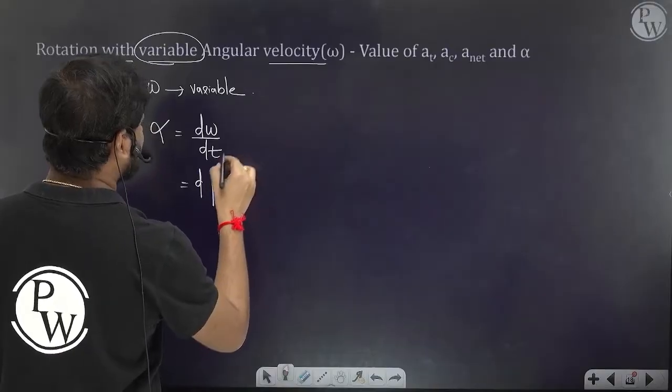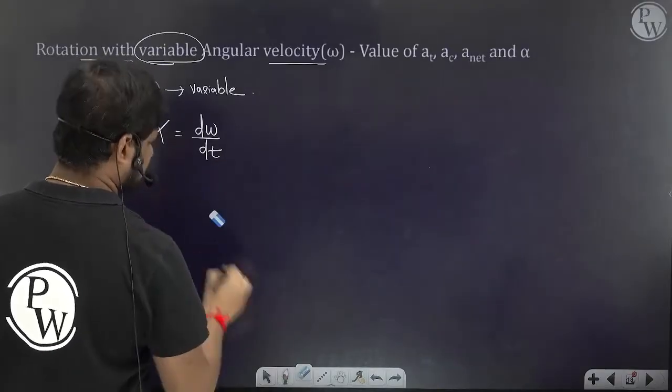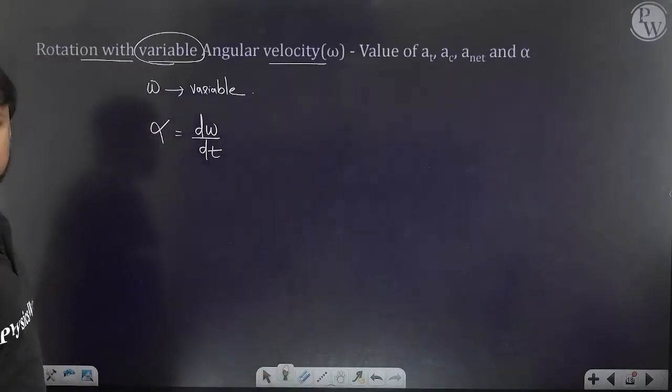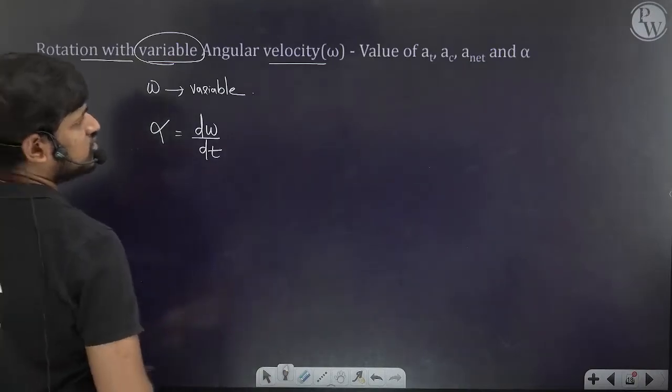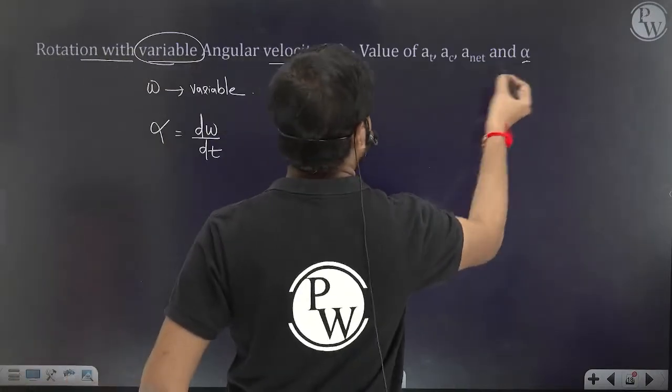v is equals to r omega. Sorry, no need, so just write this one. So alpha is equals to d omega by dt. So yes or no? So then alpha we got. So then what is a_t?